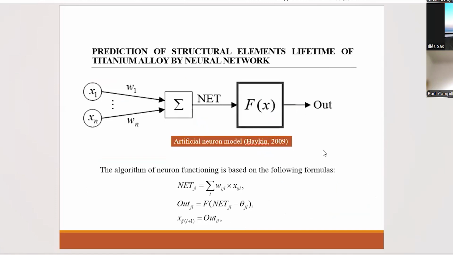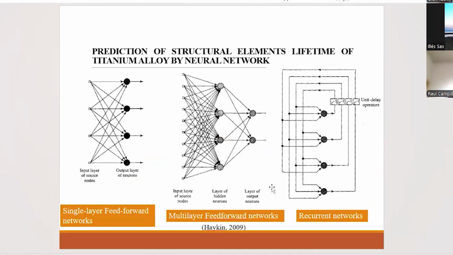So the algorithm of neuron functioning is based on the following formulas. We have inputs, we have weights, here we have a summation unit, here we have the net signal, here we have the activation function, and finally the output.